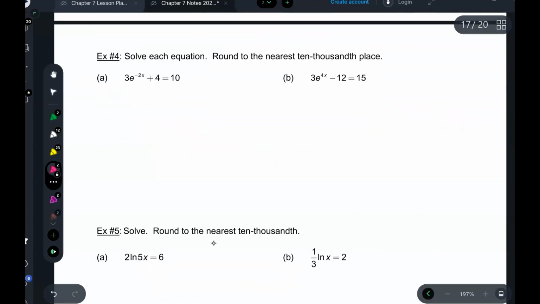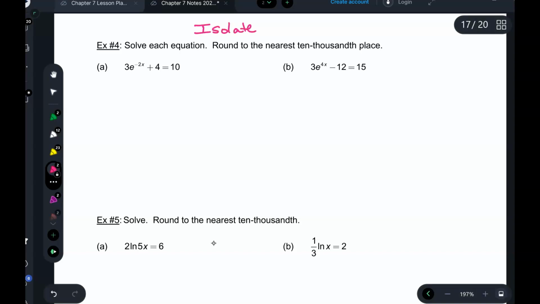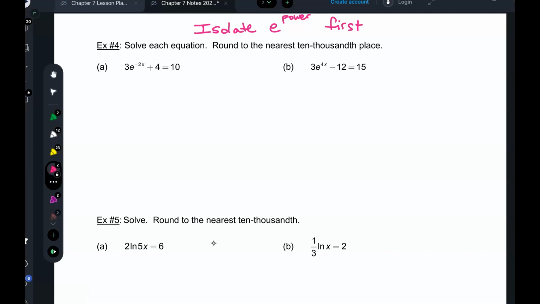All right. Okay, we want to solve each equation. We want to round to the nearest 10,000th. So we have to have a calculator for these. First thing I want to do, I want to isolate e to whatever power it is. So isolate e to the power first.